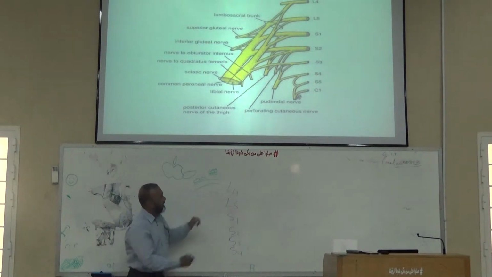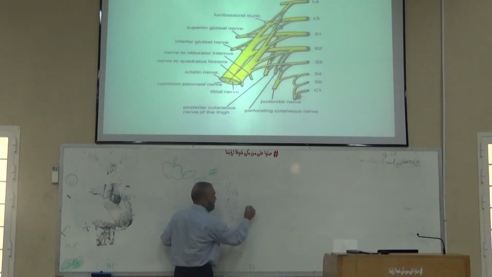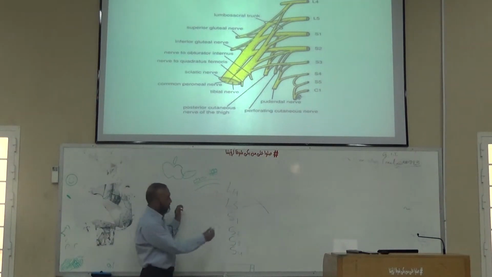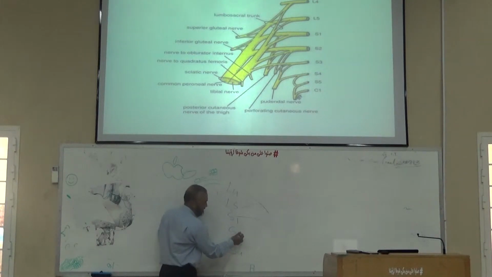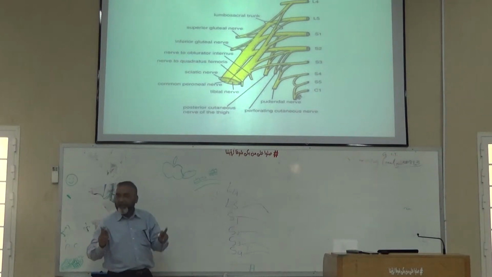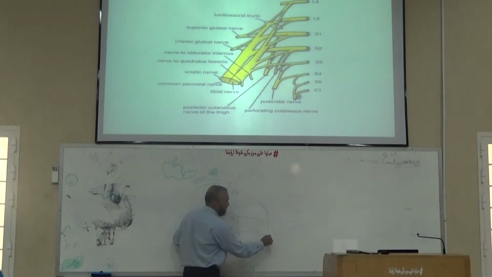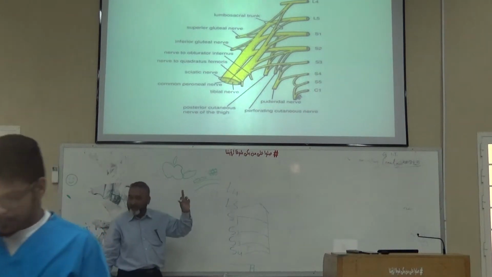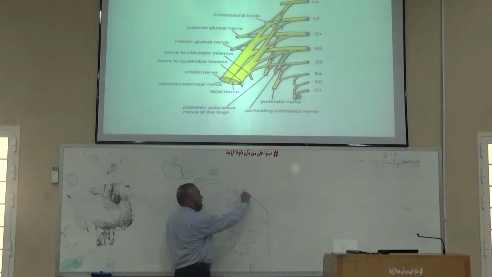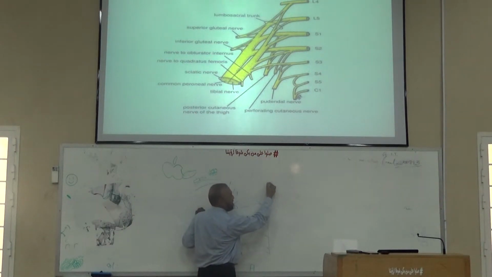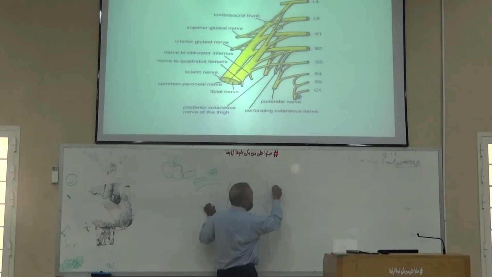Plus we have the first, second, third and fourth sacral nerve. That is, the ventral rami of the fourth and the fifth lumbar nerves, plus the ventral rami of the first, second, third and fourth sacral nerve. They unite and form a plexus of nerves which is named the sacral plexus. Now the ventral rami of the fourth and the fifth lumbar nerve unite and form a single trunk which is named the lumbosacral trunk.